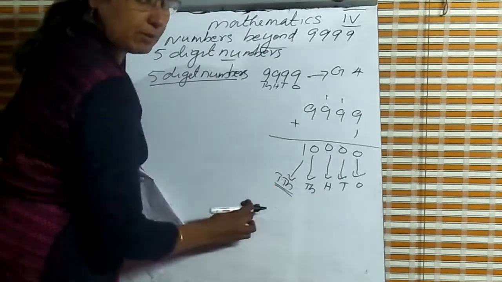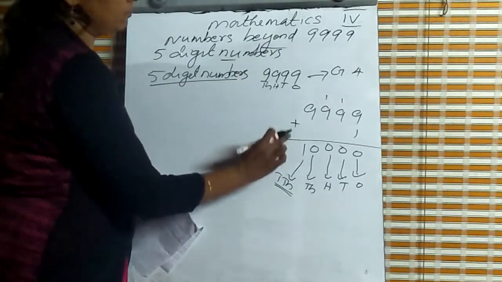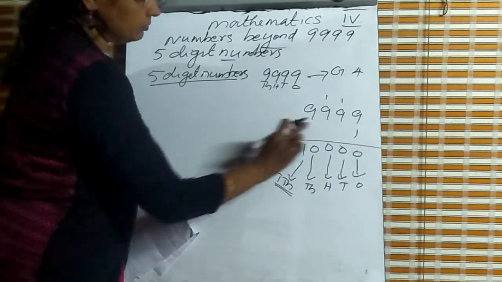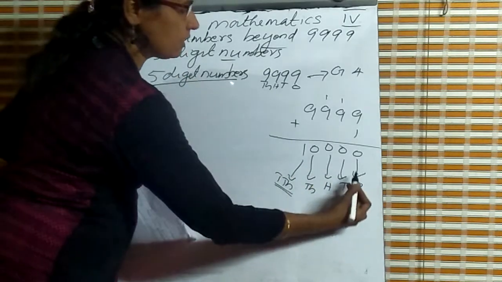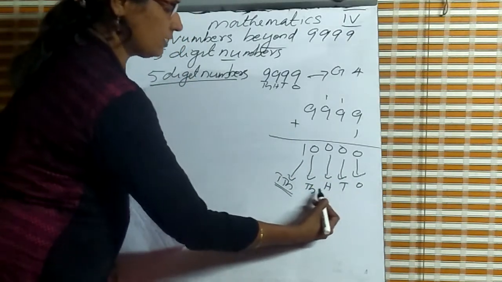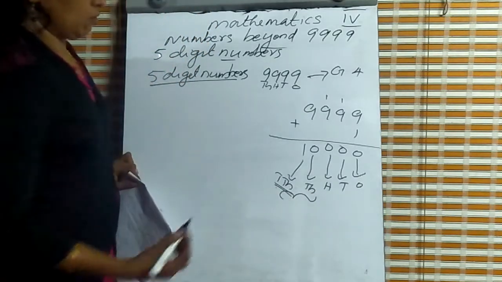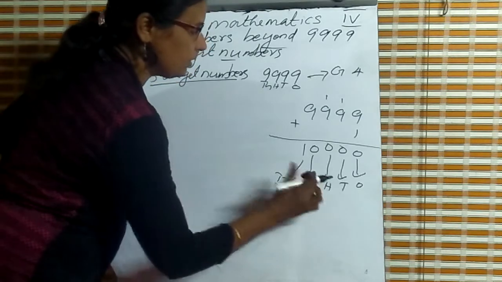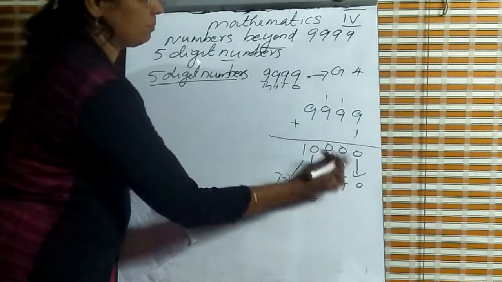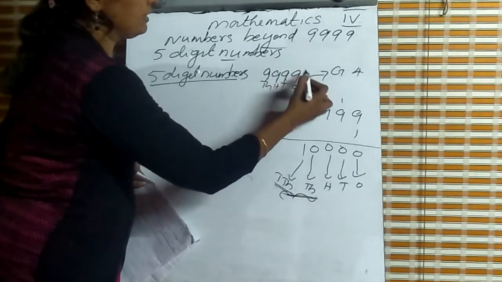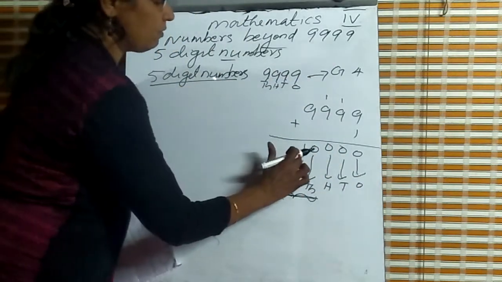4-digit numbers contain the digits up to the 1000's place. Here, this number is a 5-digit number. We add 1 to the greatest 4-digit number and we get this number. What is the number name of this number? Listen, 1s, 10s, 100s, 1000s, 10,000s. 9999 plus 1 is the next number, 10,000.